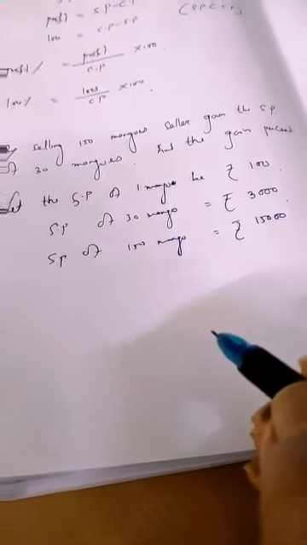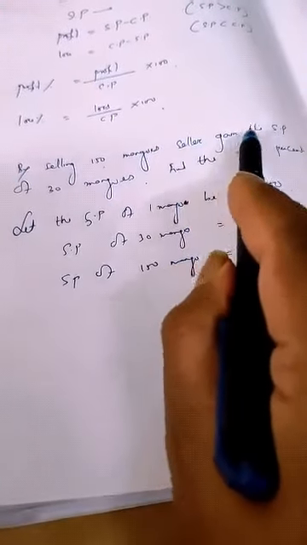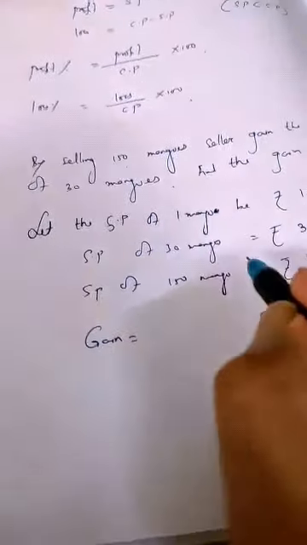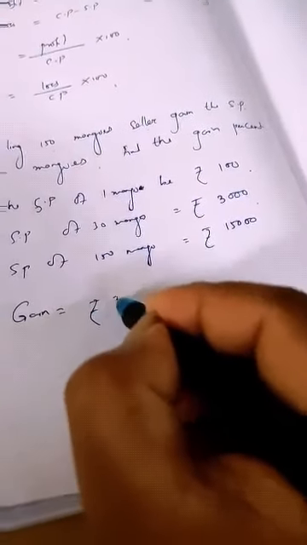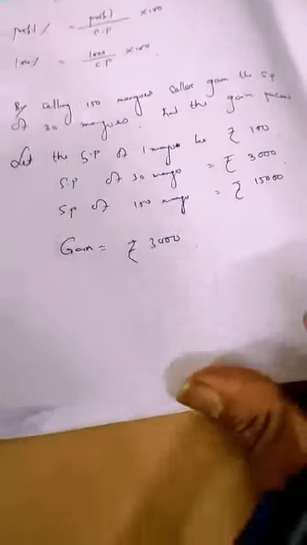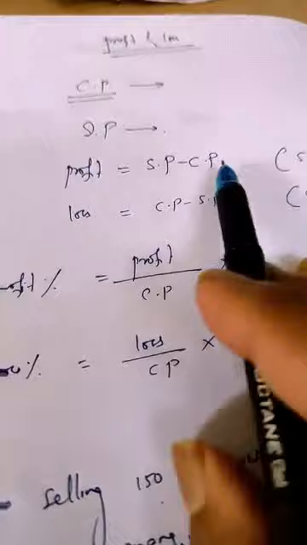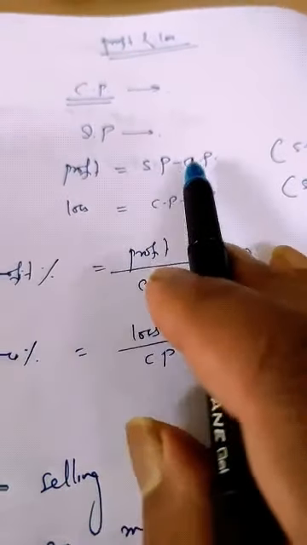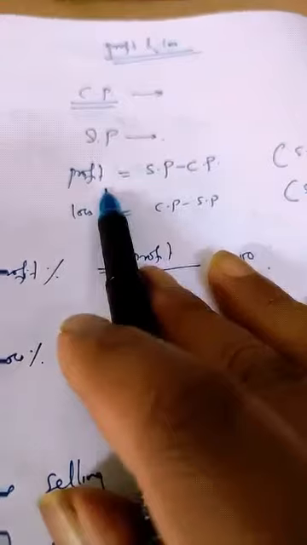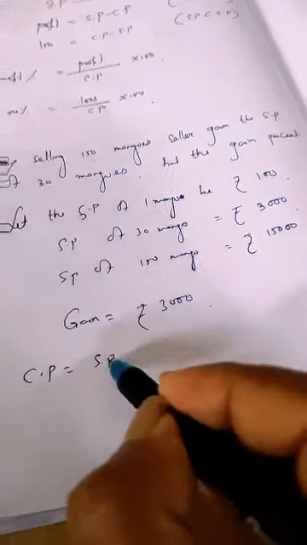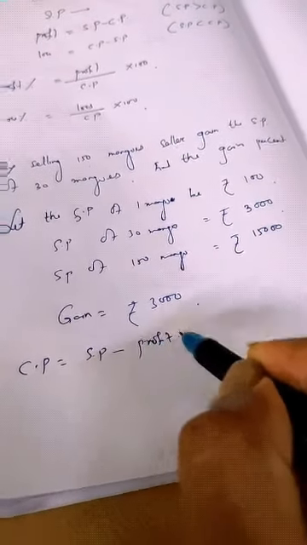Okay. Now, what is given? By selling 150 mango, the seller gained the selling price of 30 mango. Now, his gain is what? Gain equals selling price of 30 mango. What is the selling price of 30 mango? Rupees 3000. So, his gain is rupees 3000. Now, what will be the cost price then? From this, we know profit equals selling price minus CP. So, SP equals CP plus profit. So, CP equals SP minus profit.